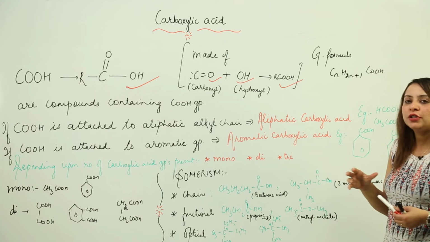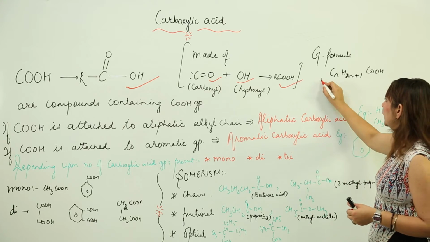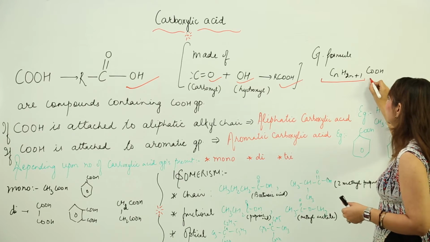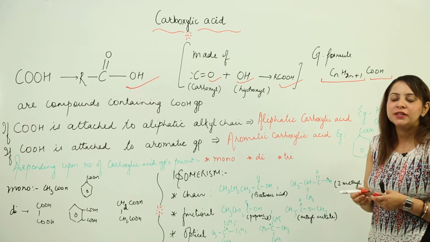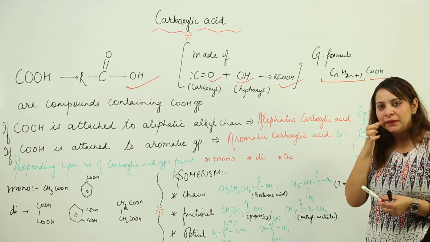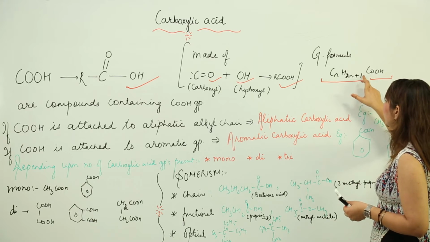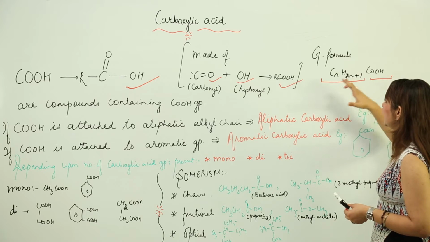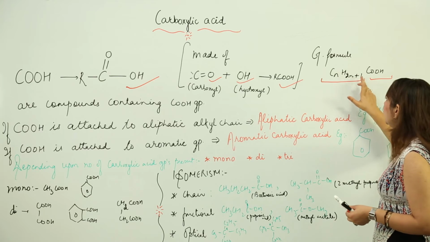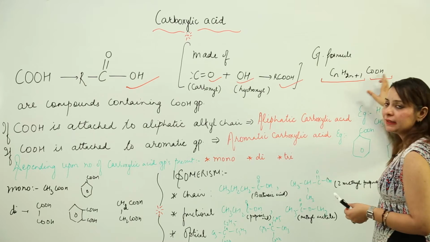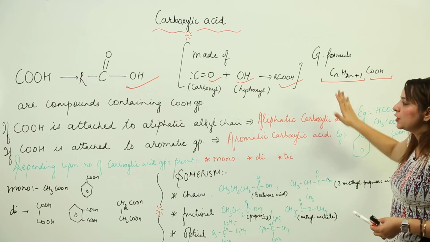Now if we talk about the general formula, it is CnH2n+1 COOH. So what is the general formula? It is CnH2n+1 COOH, because otherwise it is CnH2n+2, but here one H is replaced by the COOH group. So this is the general formula.